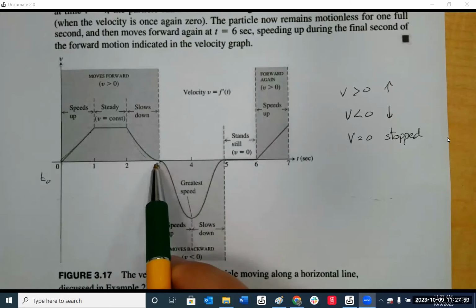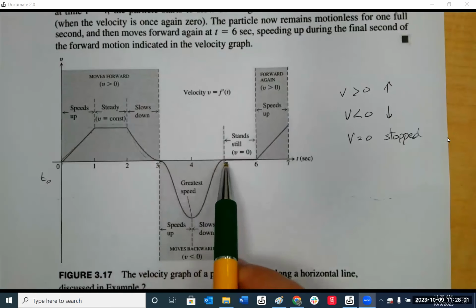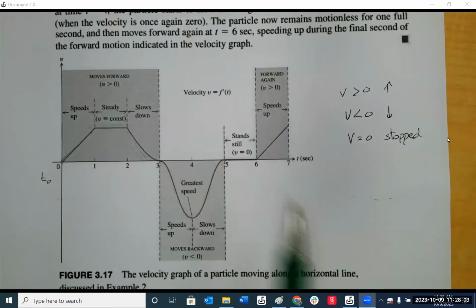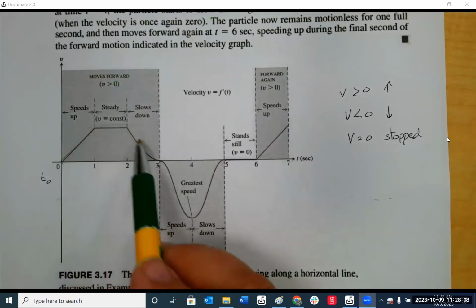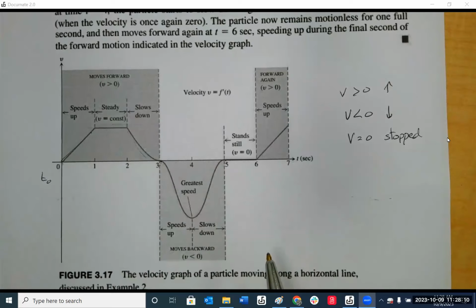So you see here that between 3 seconds and 5 seconds, we're going backwards. Between 1 and 3 seconds, we're moving forward, so to speak. And from 6 to 7 seconds, so this is how you interpret a velocity chart.